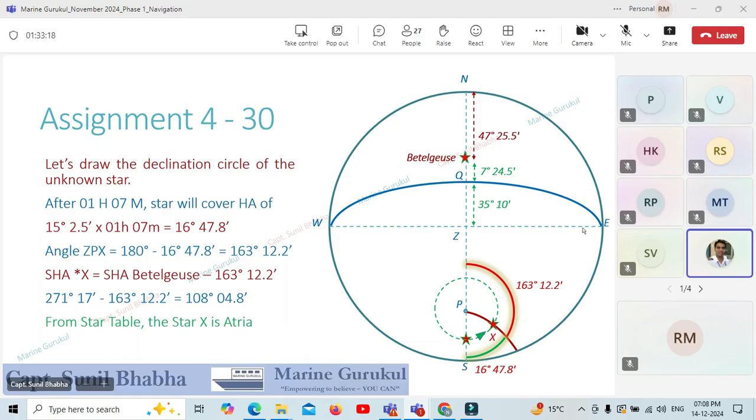So now I have the SHA of the unknown star as well as the declination of the unknown star. Using these two values, if I go to the star table on page 268, I can easily look for the star and it comes out to be Atria. So the unknown star is Atria. So you see, we followed exactly the same approach. We put all the information in the rational horizon diagram and we got the answer. We got the unknown star.